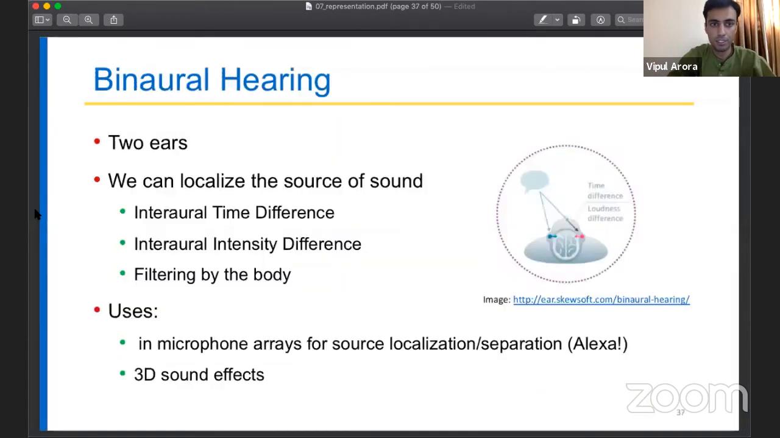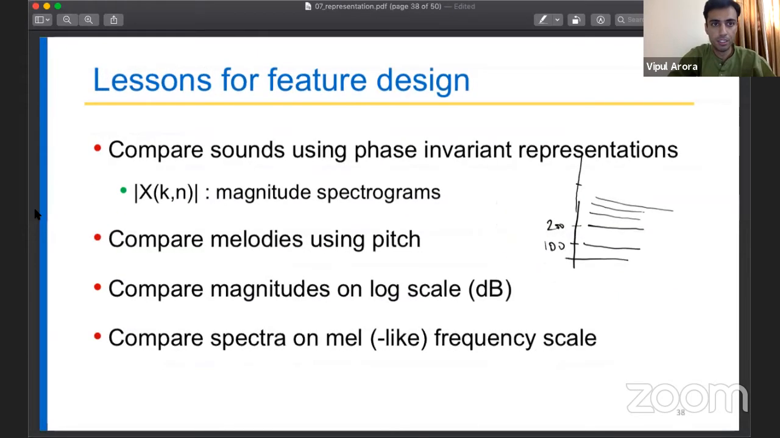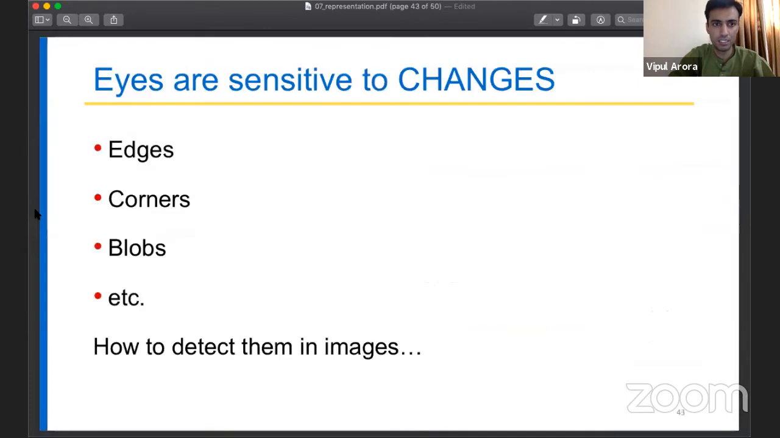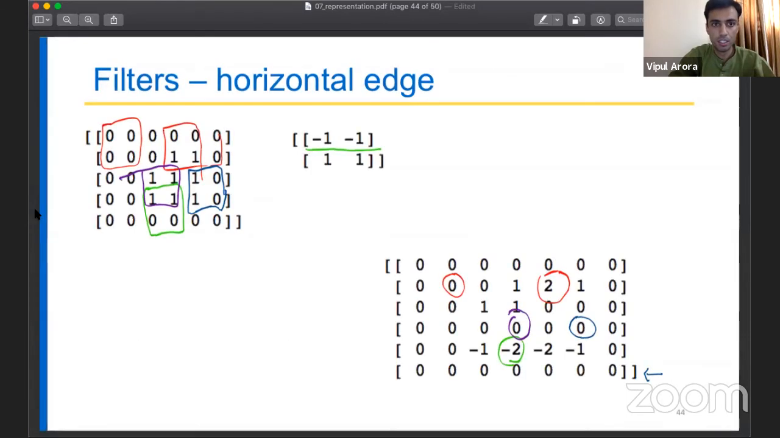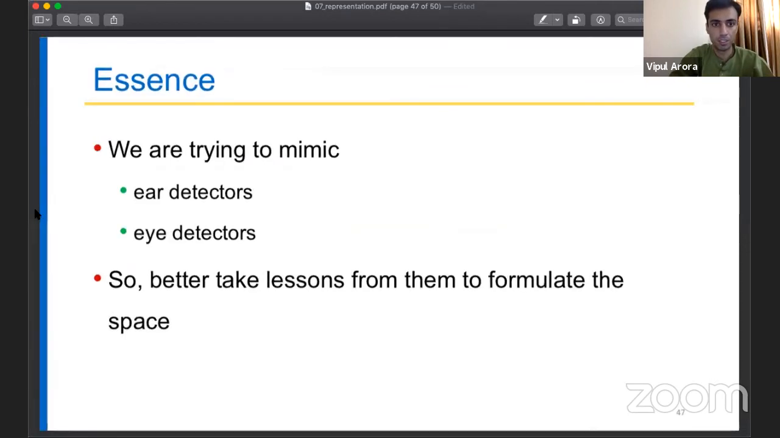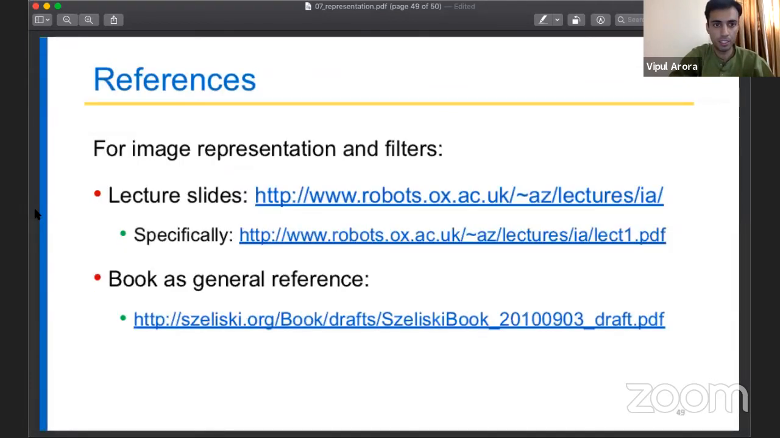And audio representations, and then in images, you have these. These are some references. You need not go through all of these, but in case you are interested in more details, then you can do it.